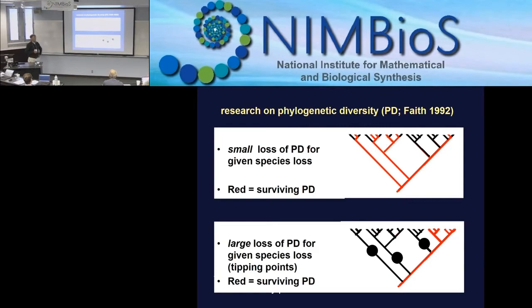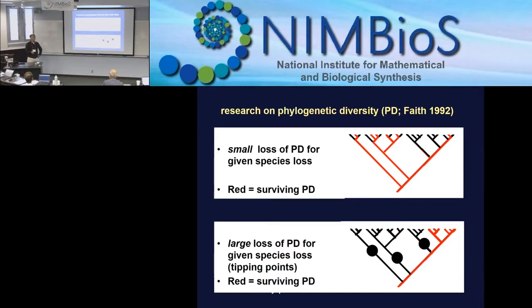Of course, the point I make in some of my papers is that you can be unlucky, and we often are unlucky, and if the distribution of those climate change impacts was clumped on the tree, you could have a situation like the bottom there, where in fact the same number of species has been lost, but the PD remaining, as shown by the red on that slide, is quite small.